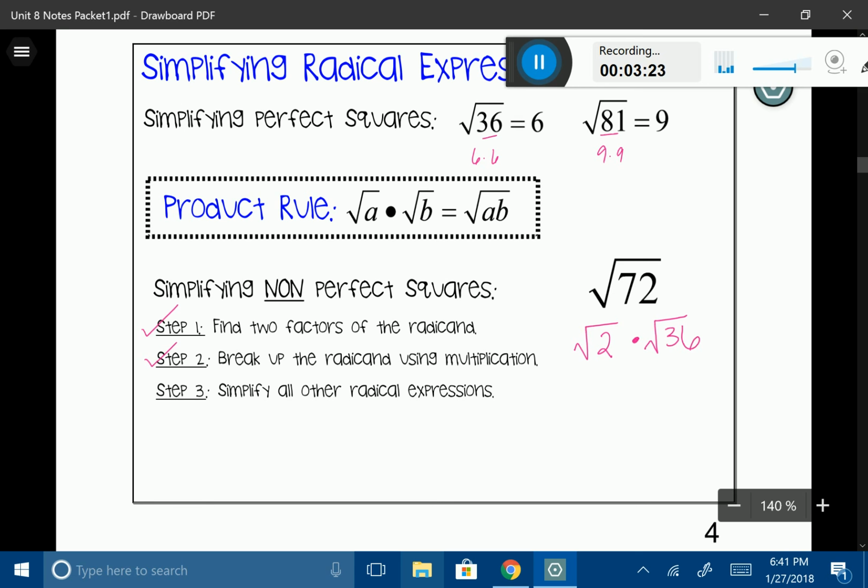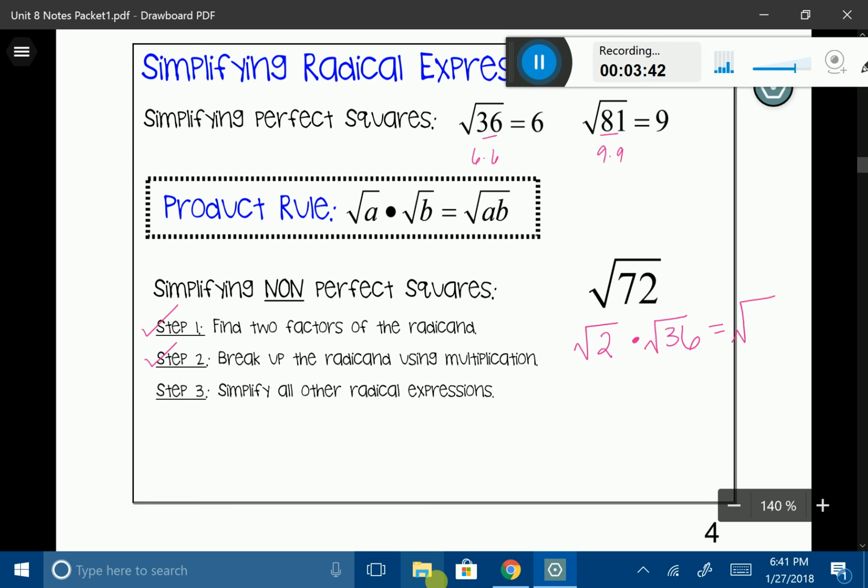Now what you can see here is the product rule happening. I have the square root of 2, which we could say is the square root of a, times the square root of 36, which we can say is the square root of b. And if we multiply them together, they're going to give me the square root of 72. So basically it would look like this.